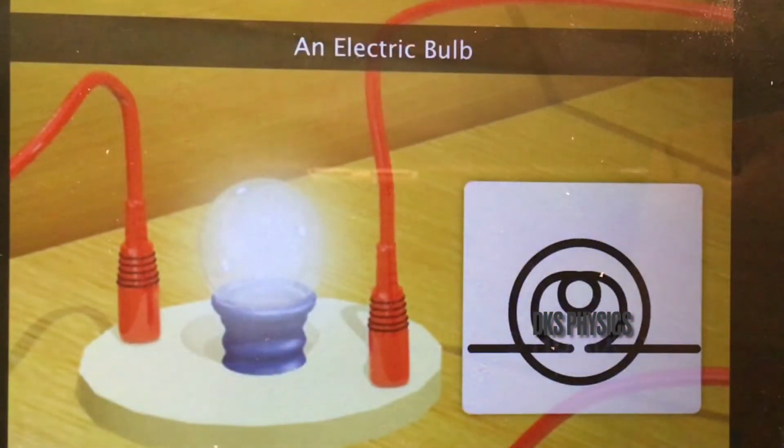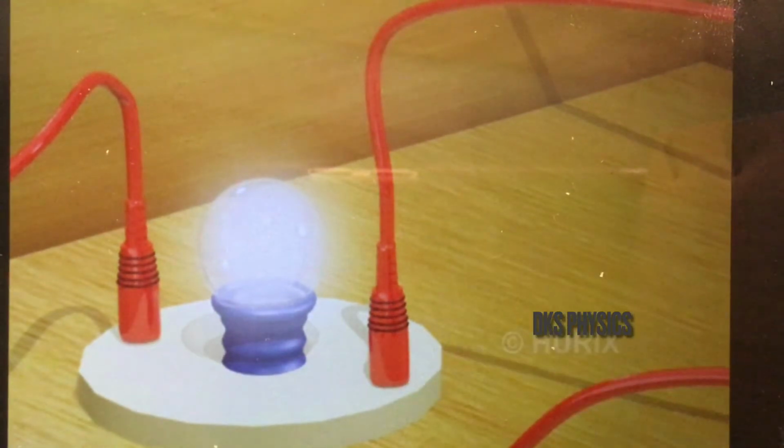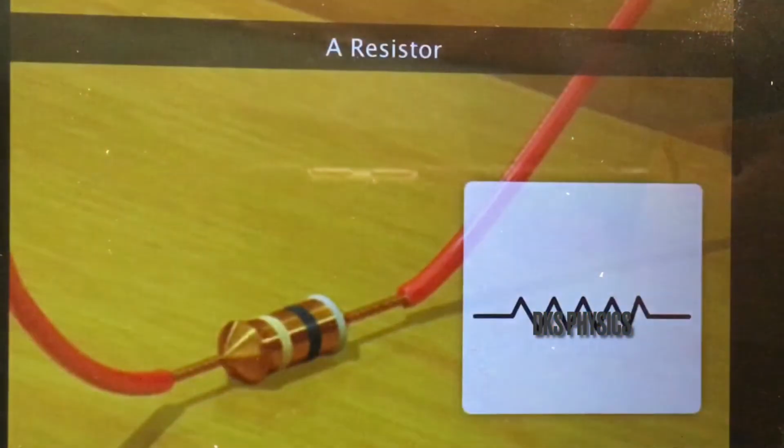An electric bulb is normally fixed in a holder. The holder has terminals where the wires are connected. The bulb is represented as a loop of thin wire in a circle. A resistor is a long, thin wire. It is represented as a zigzag line. A resistor coil is available as a box with fixed resistance values such as 5 ohms, 10 ohms, etc.